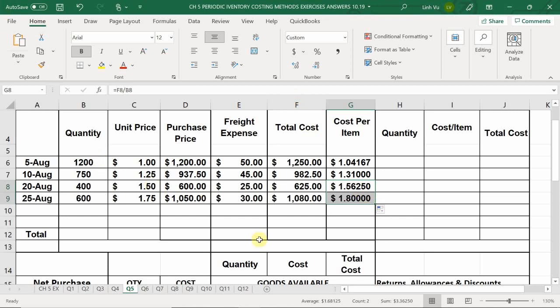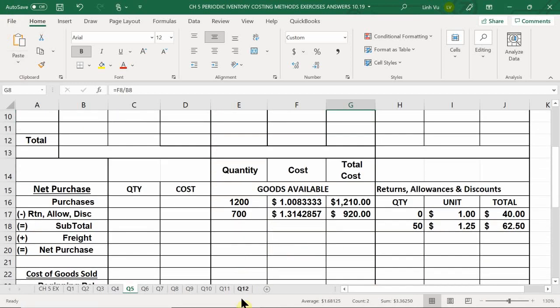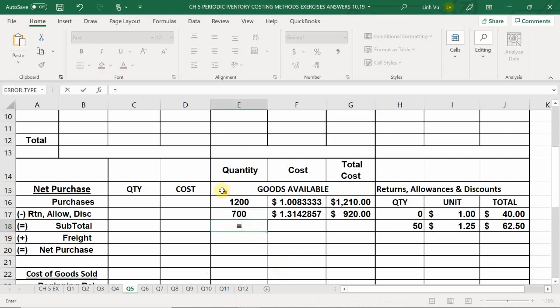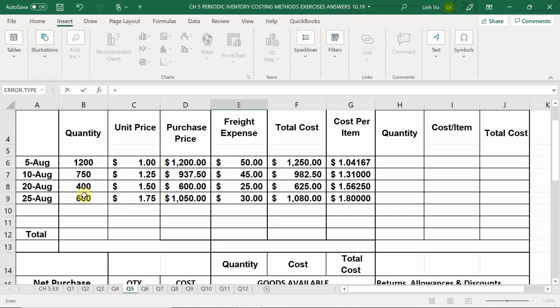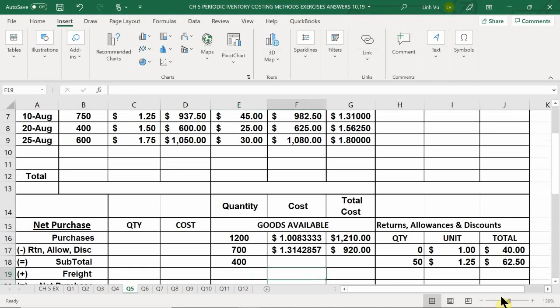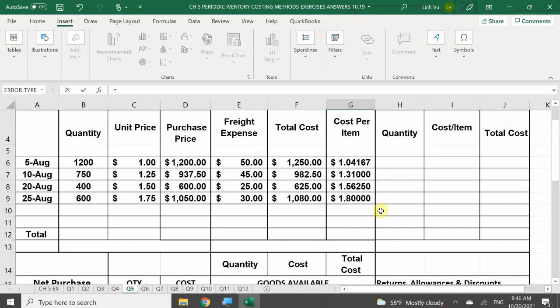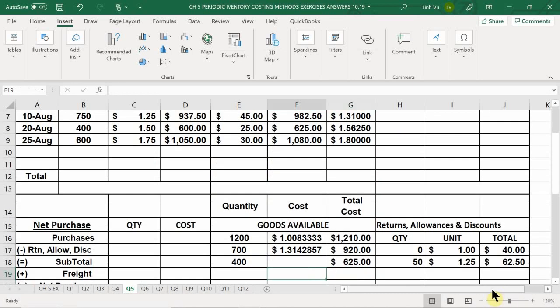Okay, so here, nothing was affected on our batch that we purchased on August 20th. So in this case, I'm going to carry that value into my goods available because no changes were made. We had 400 units at a total cost of $625, which brings my cost per item to $1.5625. So at least we know that's for certain. Nothing changed to that one. Okay, so then let's go ahead and see what happened next.